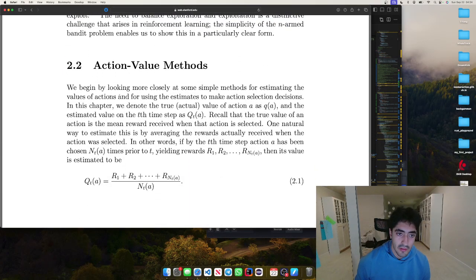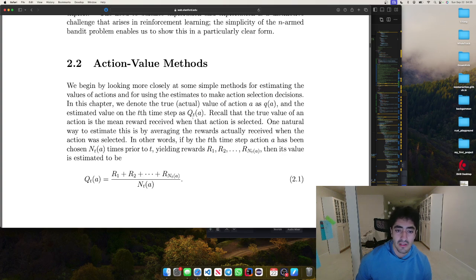We begin by looking more closely at some simple methods for estimating the values of actions and for using the estimates to make action selection decisions. In this chapter, we denote the true, actual value of action a as q*(a), and the estimated value on the t-th time step as Q_t(a).